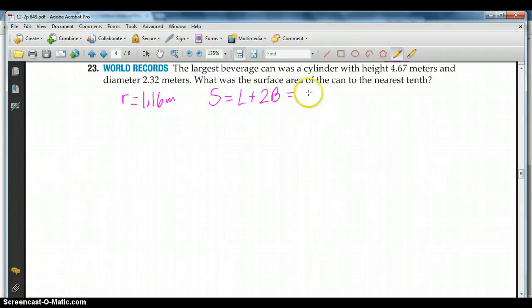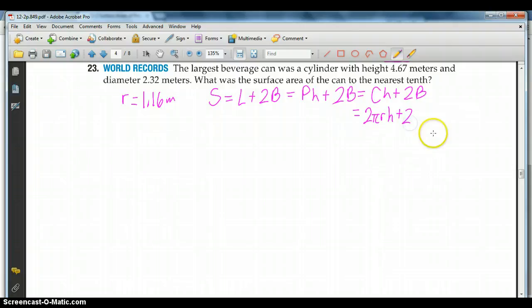Where our lateral area is found by taking the perimeter times height, and the perimeter of a circle is the circumference. So we end up with the circumference, which is 2 pi r times height plus 2 times the area of the base, where the area of a circle is pi r squared. And then we just have to substitute in.